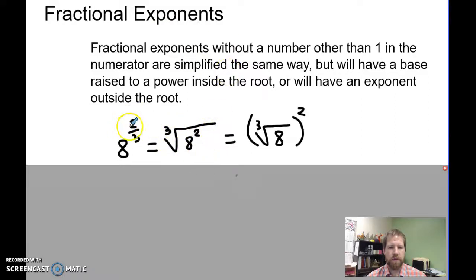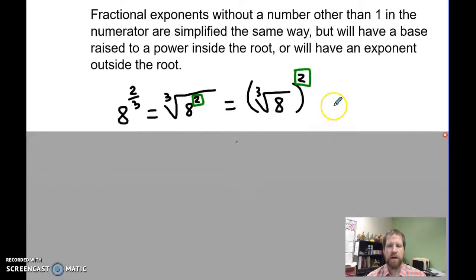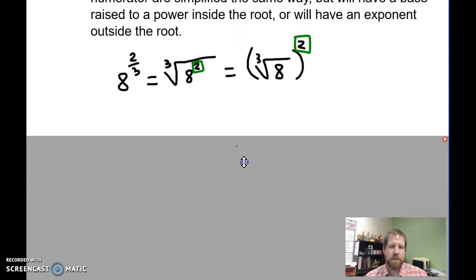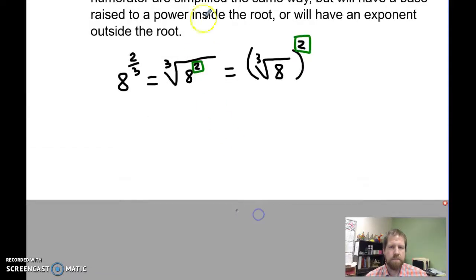So this is my numerator, a 2. My exponent can either be inside the root, or it can be outside the root. We'll get the same answer, and you can evaluate it whichever way you want. Sometimes one is easier than the other, but it's not always the case. So if we look at these, let's just do both of them.